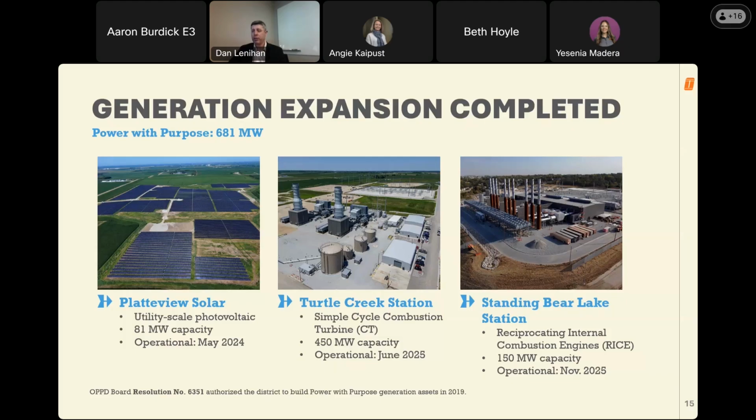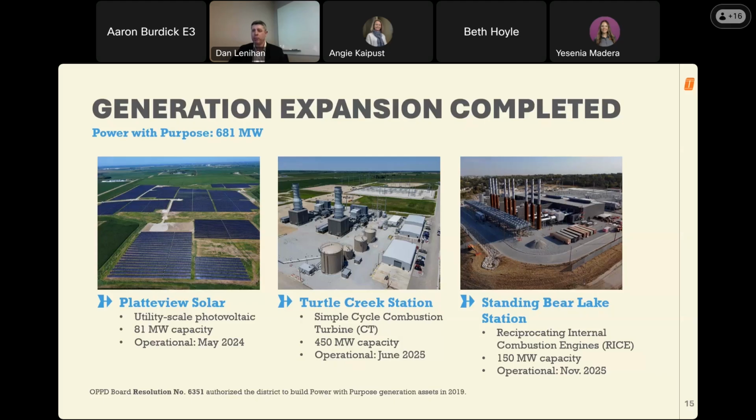And just this last year, we energized 600 megawatts of new conventional generation at 2 new power plant sites. Our Turtle Creek station in Sarpy County was energized late last year. This power station consists of 2 large combustion turbines totaling 450 megawatts. Also, Standing Bear Lake Station in Douglas County was energized in the summer of last year. This new power station consists of 150 megawatts of reciprocating internal combustion engines or RICE units.